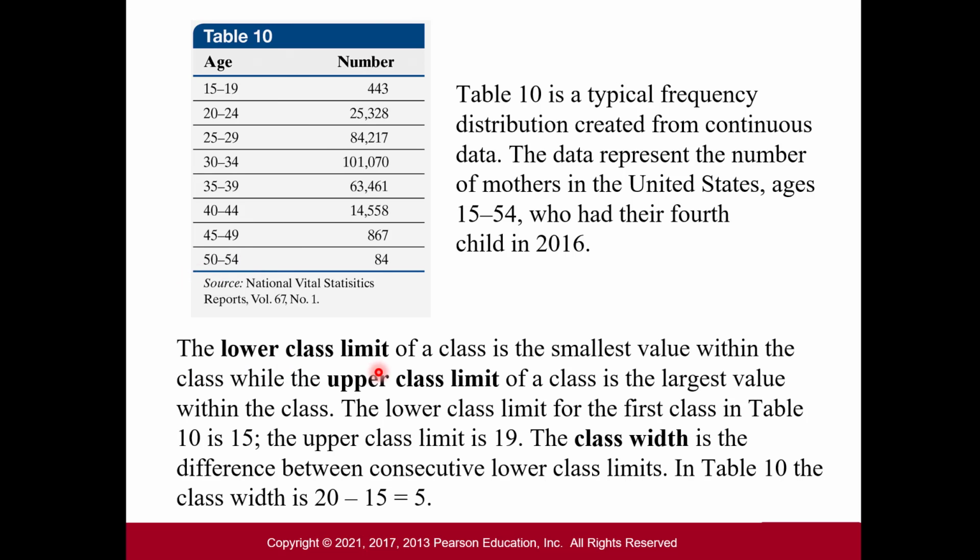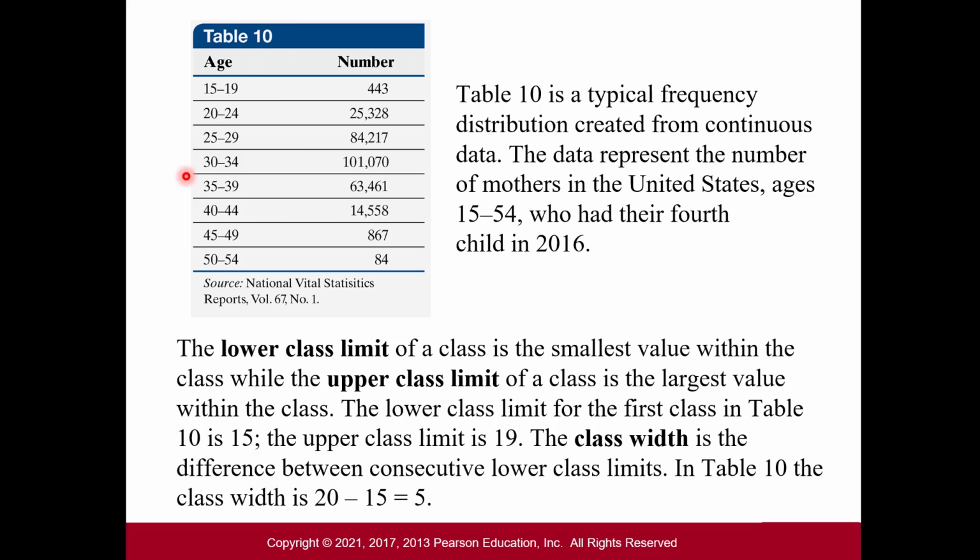Now the lower class limit of a class is the smallest value within that class, and the upper class limit is the largest value within the class. So from our first age range, the lower class limit is 15, the upper class limit is 19. And the class width is basically the distance, or how far apart you are from the lower class limit to the upper. You can just do some quick subtraction.